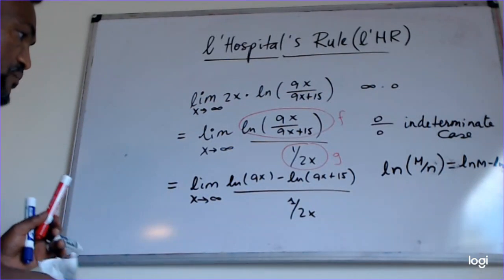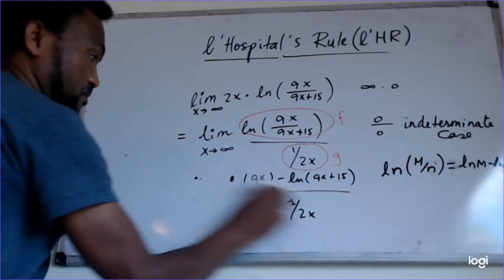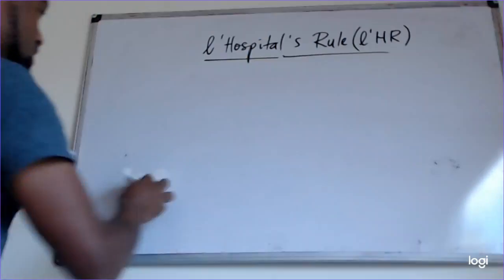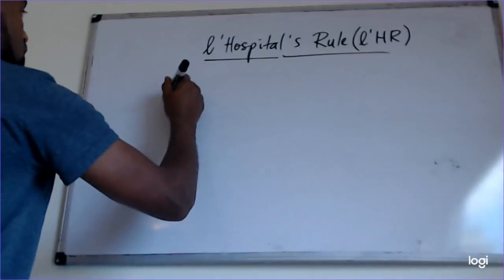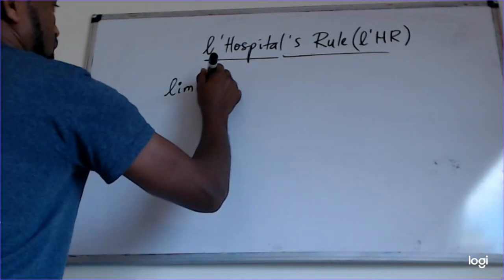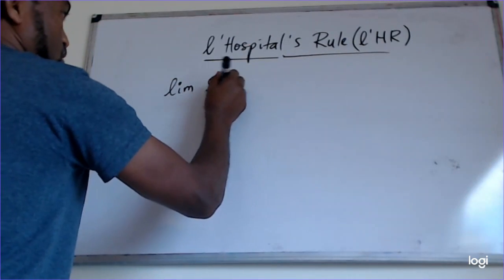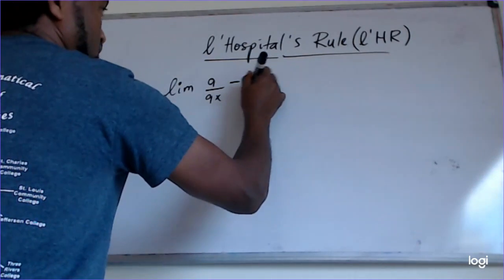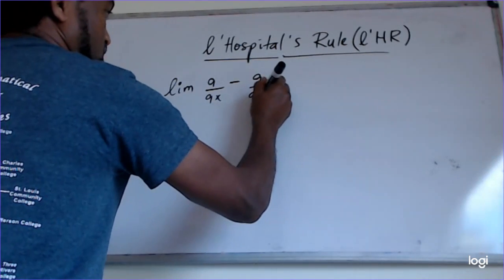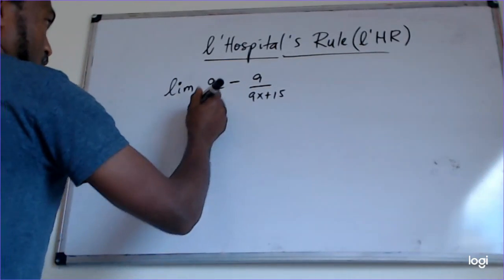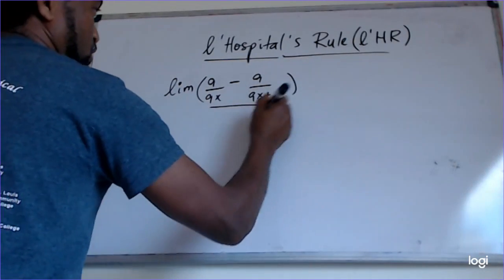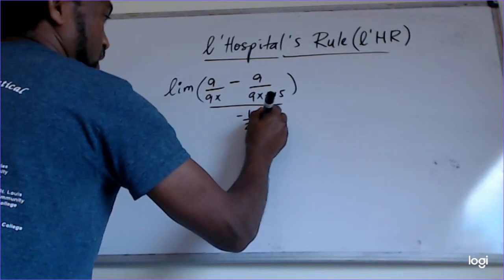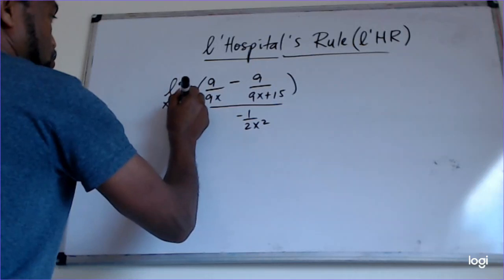Okay? So when I differentiate, I'm going to use the chain rule. I'm sorry, I have a small board, erasing fast. Hopefully you are following me. So this will be the limit of the derivative of natural log of 9x, which is 9 over 9x, minus the derivative of 9x plus 15, which is 9, and then 9x plus 15 in the denominator because of the natural log, over the derivative of 1 over 2x, which is negative 1 over 2x squared. And then this will be as x approaches infinity.